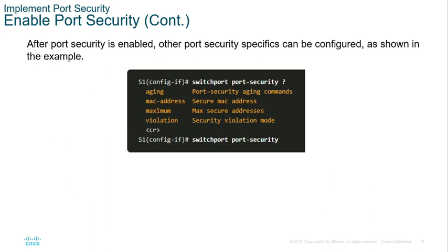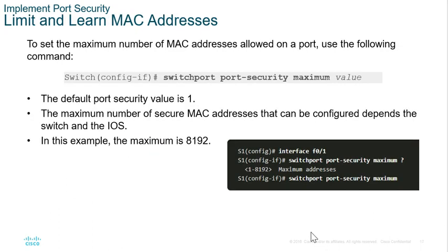Maksudnya dia punya berapa lama lah. Okay. And then the MAC address. Ini maksudnya kita manually set apa MAC address yang boleh connect kepada that particular port. Ataupun we have the maximum secure addresses. And then the violation. So instead of the default shutdown, kita boleh tukar yang lain lah. So for the maximum number of secure MAC addresses, dia bergantung kepada platform and model of the switch. So in this example, the maximum is 8,192.